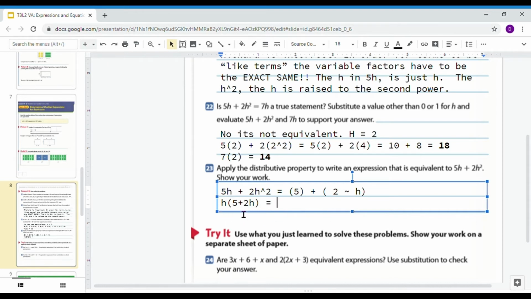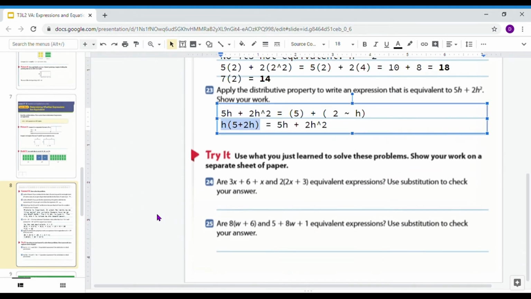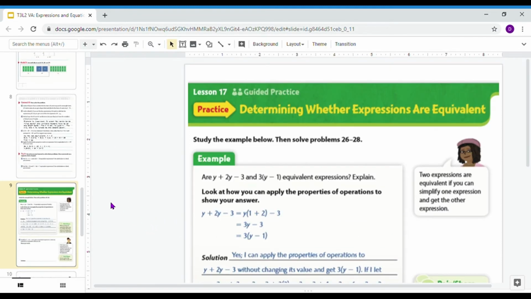And to check myself really quick, all I have to do is redistribute that out. h times 5 is 5h. h times 2h, and in my head, I have to think, okay, I'm multiplying h times h, so I'm going to be left with 2h squared. So that right there, this distributive property checks out. And that is a great way to keep moving. So now we're going to move on to our try it.